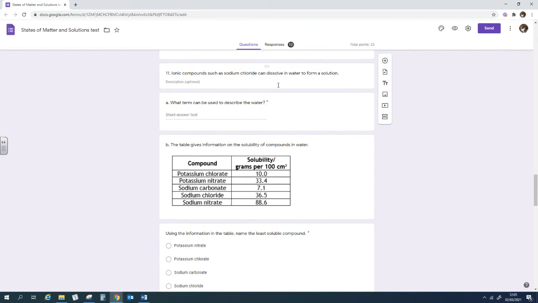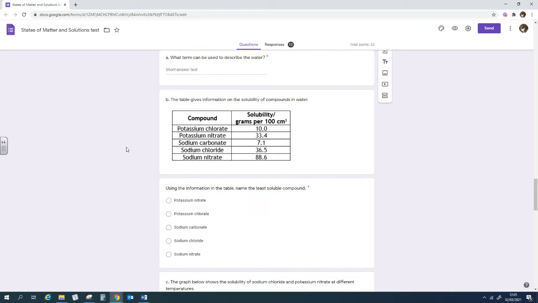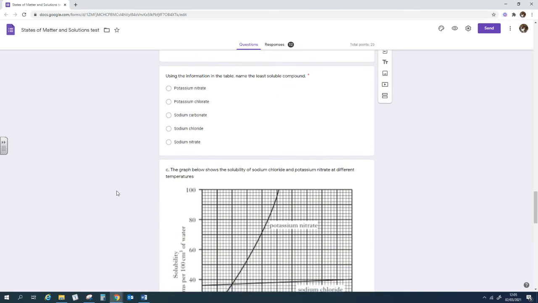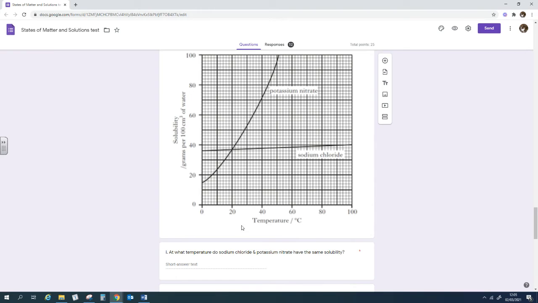What term is used to describe water? In this case, water is the solvent because it is dissolving a solute to make a solution. In this case, the sodium carbonate is the one which has the lowest number of grams that can dissolve in 100 ml of water, so it's the least soluble. The temperature at which sodium chloride and potassium nitrate have the same solubility is 20 degrees Celsius. That's the point where the lines overlap.